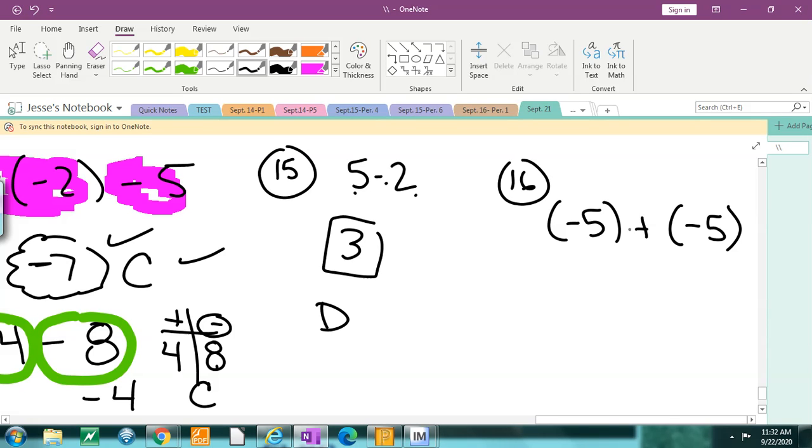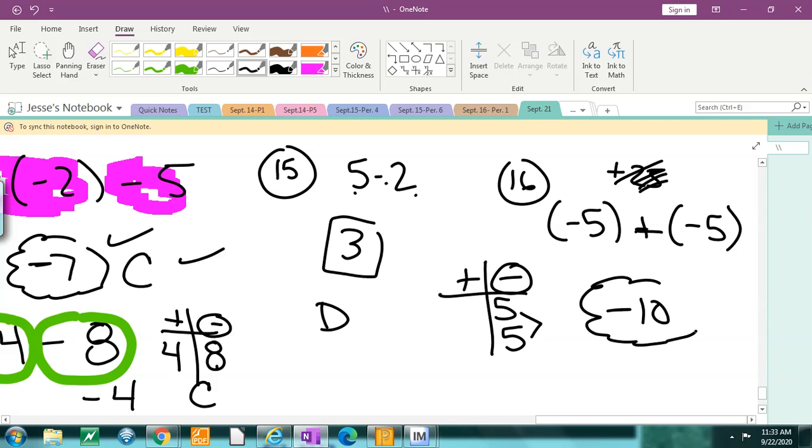And then here, -5 plus a -5, right? This is not multiplication, so this is not plus 25. No, no, no. You're adding. So when we're adding, we got to do the t-chart. So -5, and we're adding another -5. So your answer is negative. And how many? Well, there's 5 and 5, so that's 10. And there's your answer. That's also D.